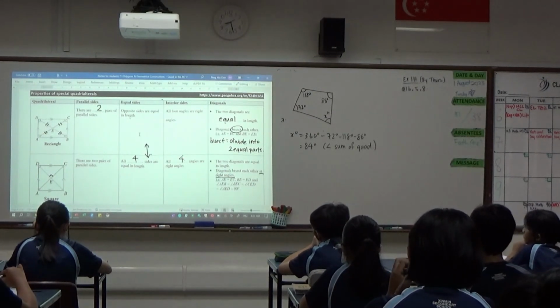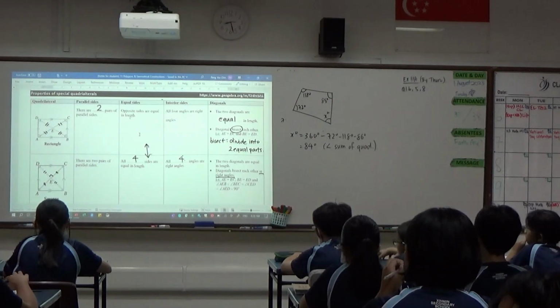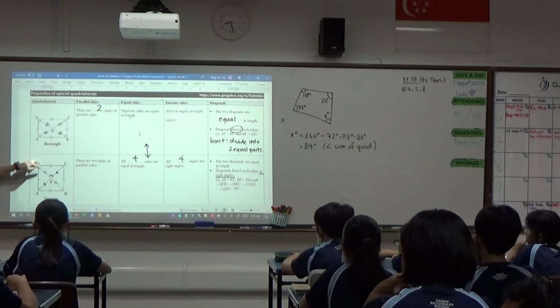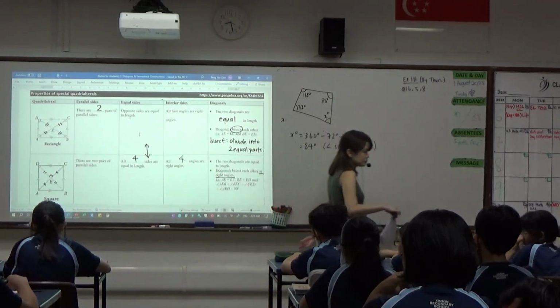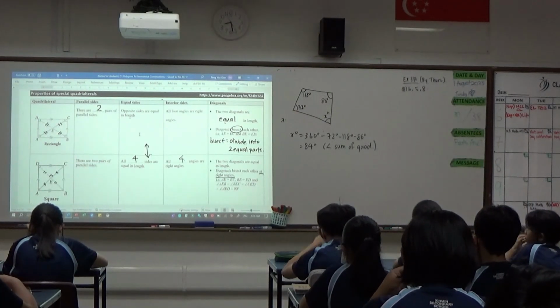So I can still have the equal sides. They are still equal over here because they bisect each other and they are equal in length. Any other questions before I move on to the next one?